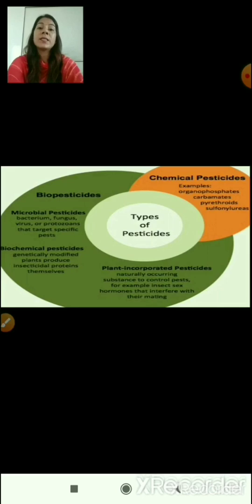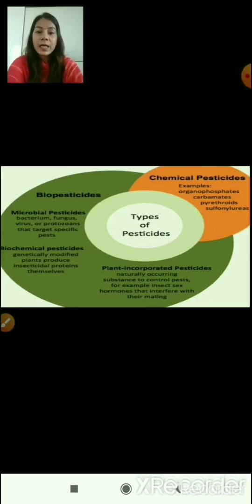These biopesticides can be categorized into microbial pesticides, biochemical pesticides and plant incorporated pesticides. Microbial pesticides include bacteria, fungi, viruses or protozoans that target a specific kind of pest only. So these types of organisms target the pest and ultimately kill the pest and thus save the crop plant.